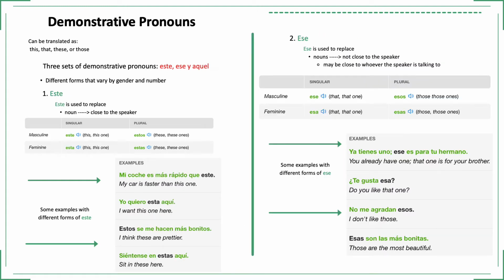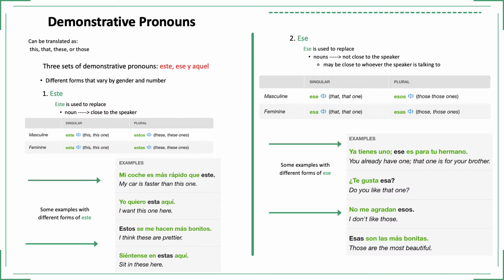Now let's talk about demonstrative pronouns. The word demonstrative comes from the verb to demonstrate, and that is exactly what a Spanish demonstrative pronoun, pronombres demostrativos, does. It demonstrates or identifies the noun it refers to.